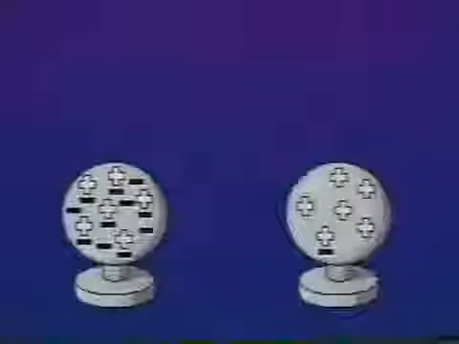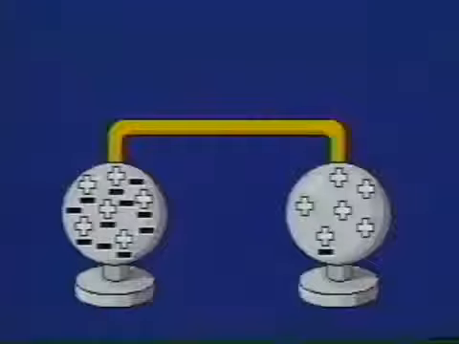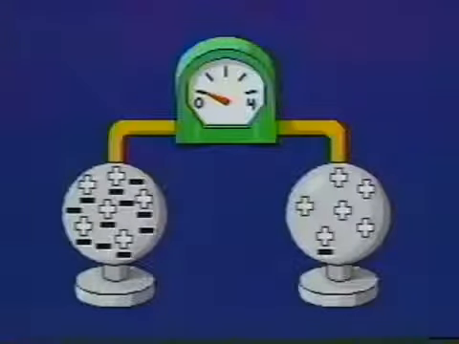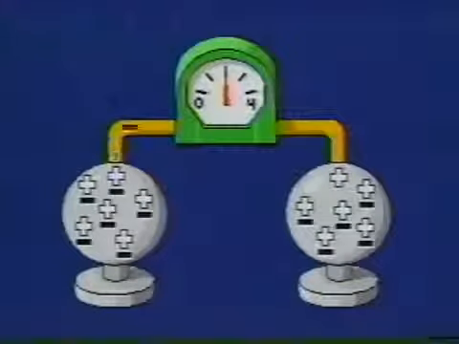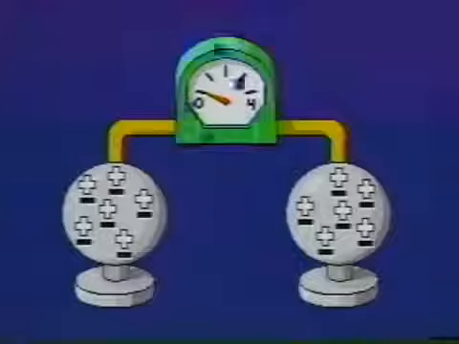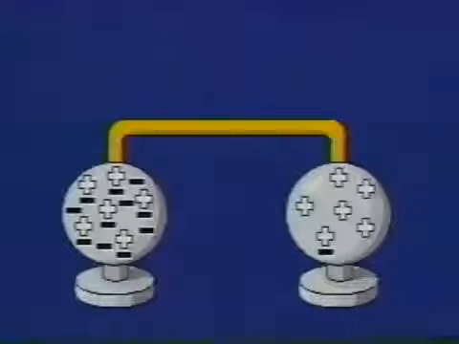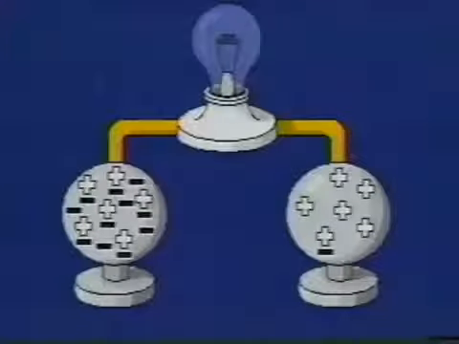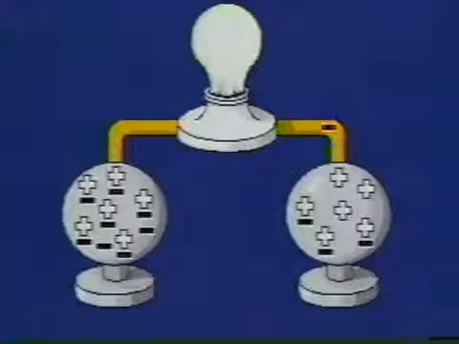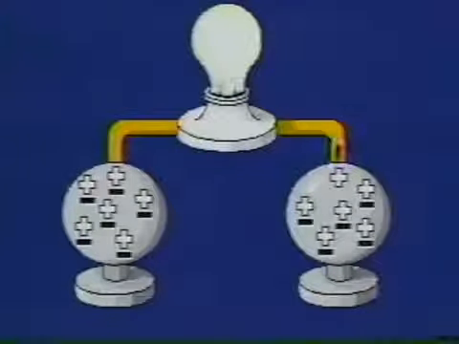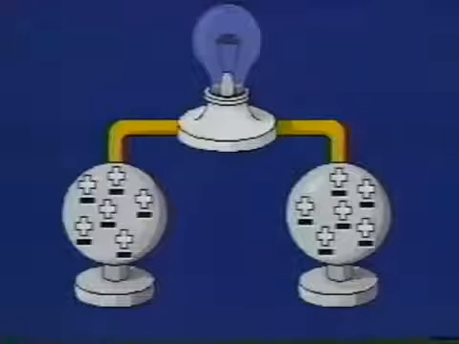Suppose instead we use two metal spheres which are oppositely charged. If we connect them with a conductor and attach a charge flow indicator, we can see that there is a momentary flow of charge or current. The current produced by connecting two charged spheres might even light up a light bulb for an instant. But as soon as the spheres are neutralized, nothing further would happen.